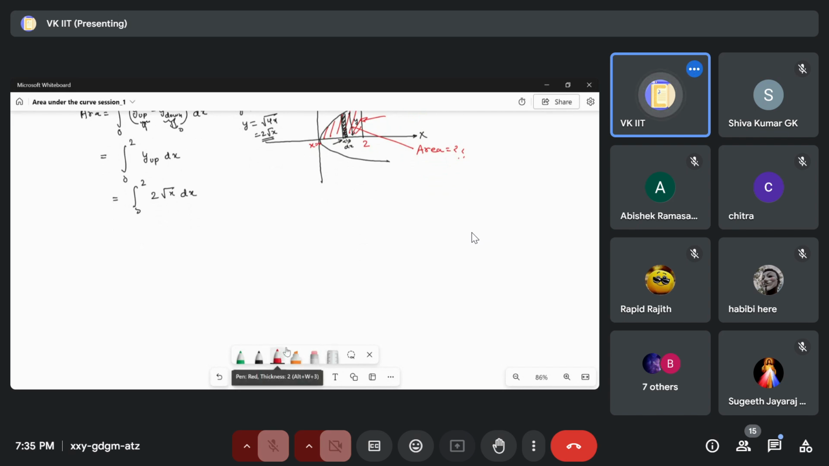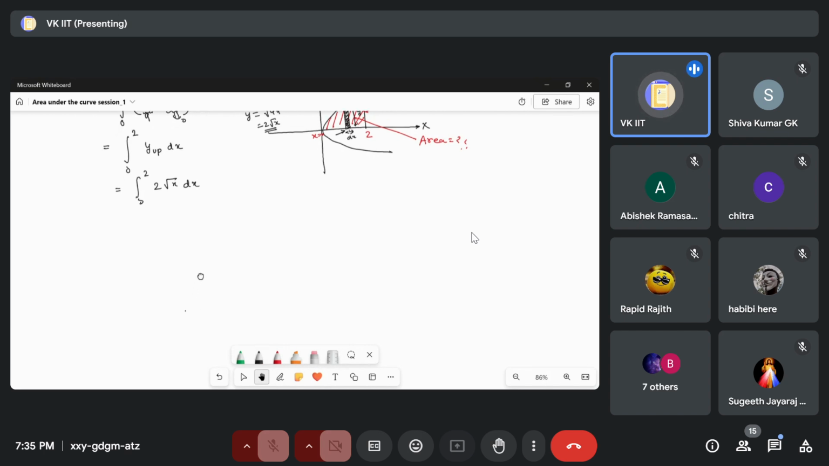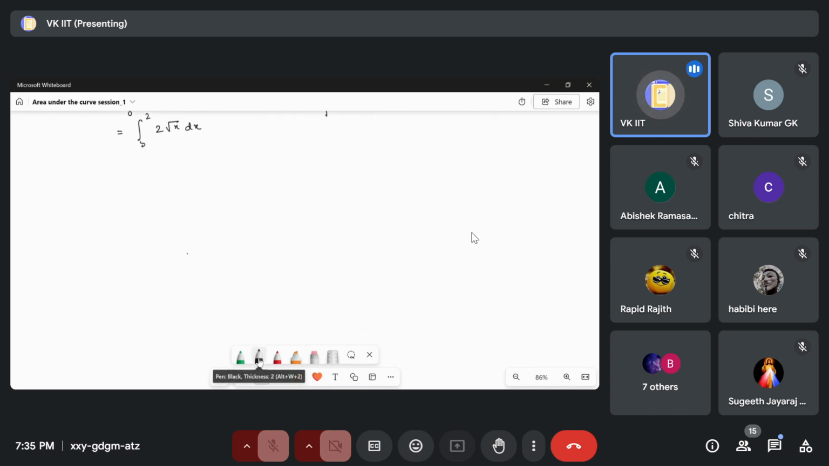The problem basically here is that we cannot use any animations. I'll be teaching everything, but I will try to include as much diagram as possible in the slide, in this sheet, so that you will not feel the problem. Okay, one more question I'm giving you.